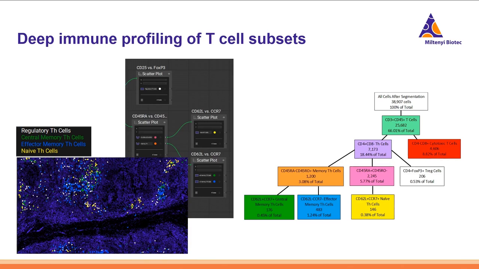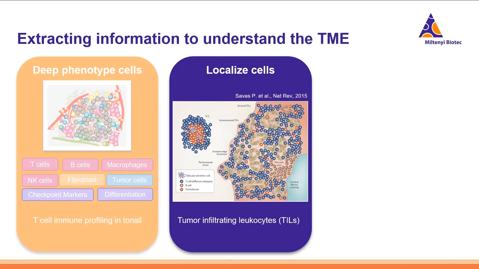Additionally, once we have this all mapped out, very similar to flow cytometry, we could also get the quantification or the enumeration of these cells and also look at the different percentage of the populations within all of our cells. Now, another aspect of this, and really the nice thing about having these images in that spatial context, is we can now start localizing these cells within the tumor microenvironment.